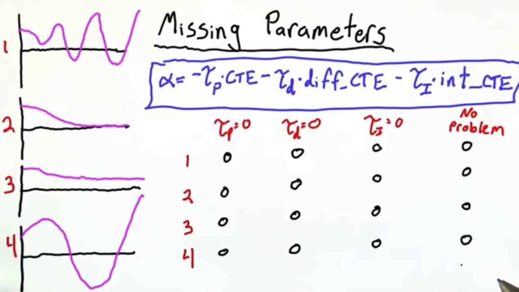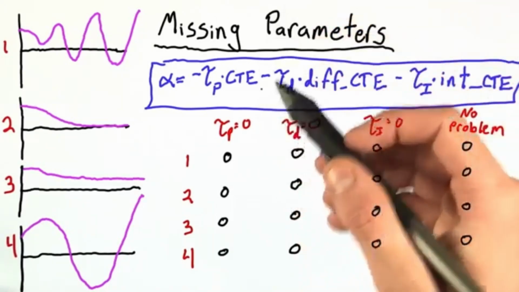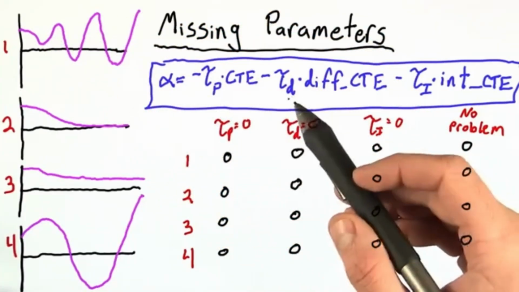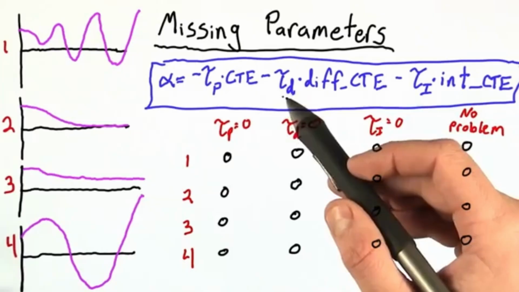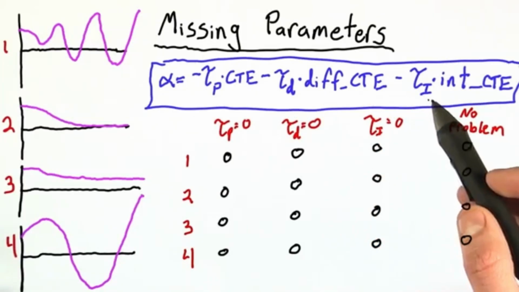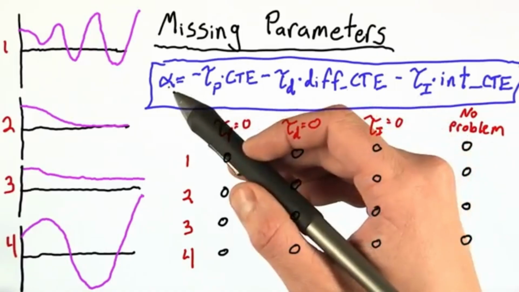Welcome to Homework 5. In the first problem, you're going to build some intuition for what happens to a robot's path when one of these parameters, either tau p, tau d, or tau I, is set equal to 0. So if we don't include that term in our steering angle equation.